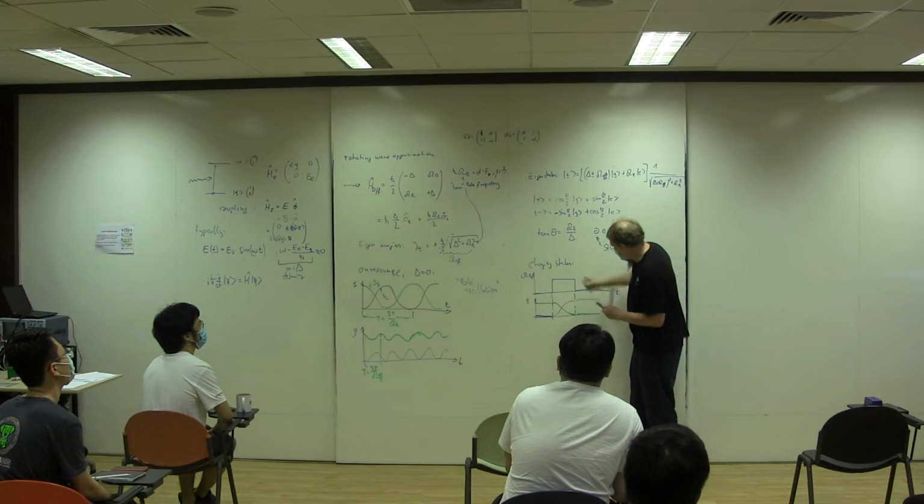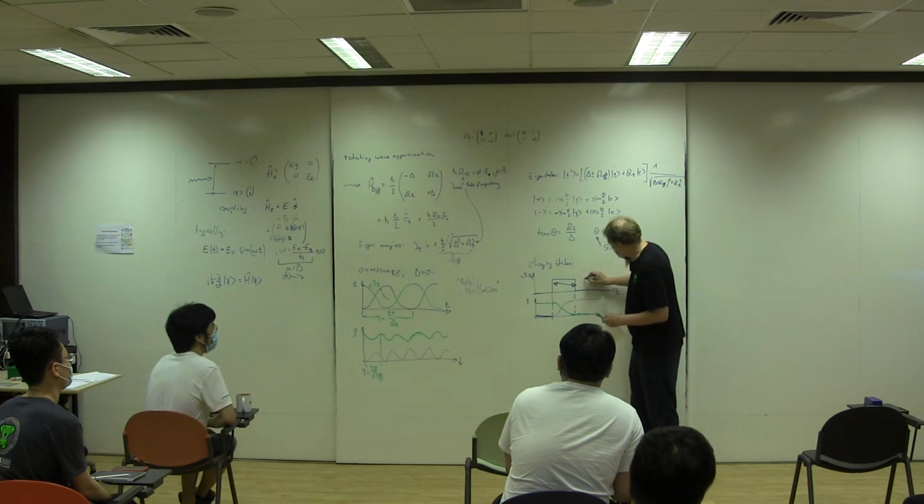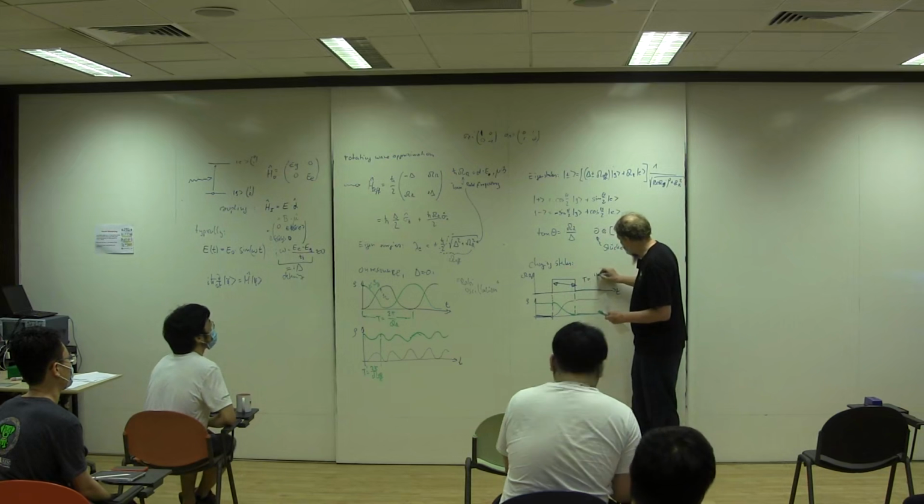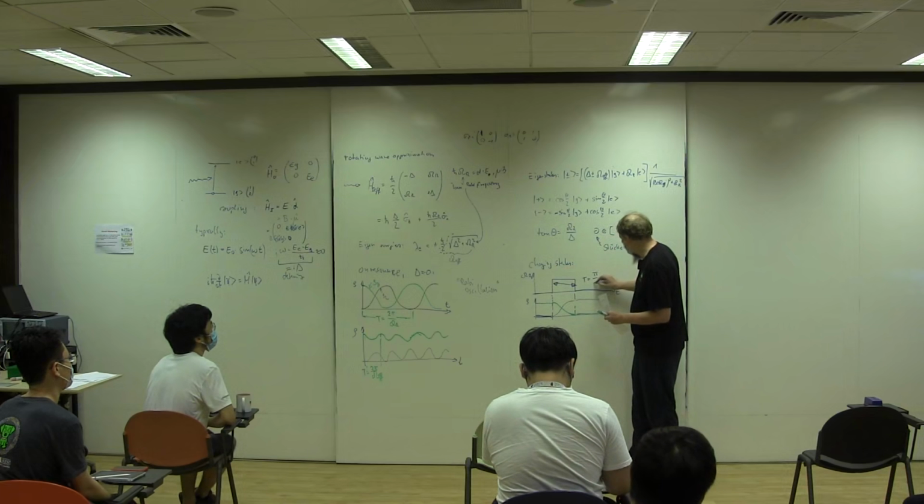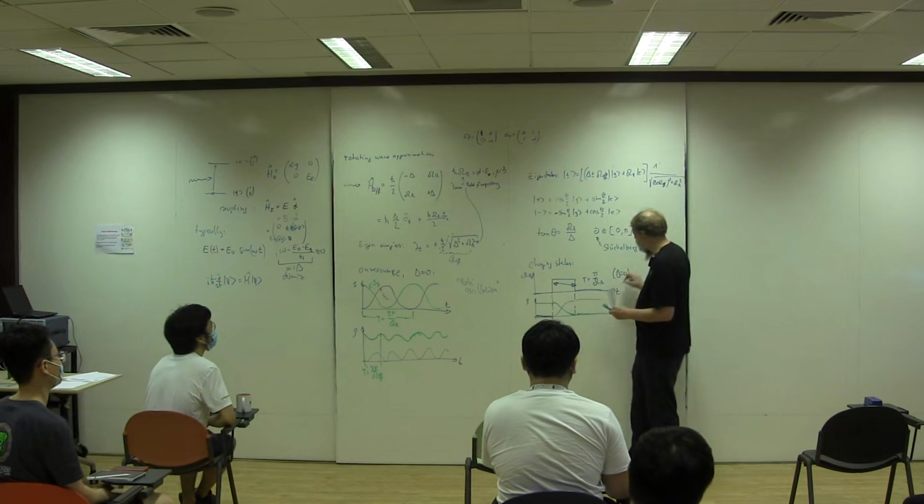This time here is just chosen such that you get pi divided by omega Rabi. I hope this is right. And this is assuming that delta is 0.